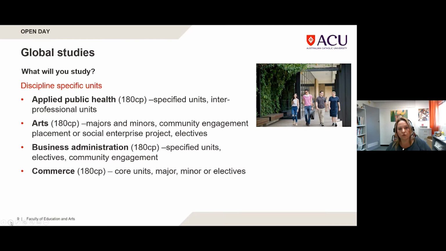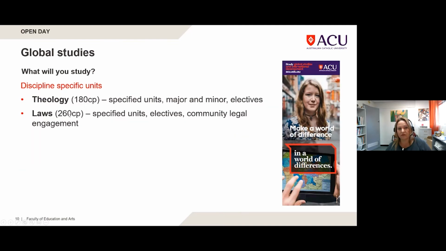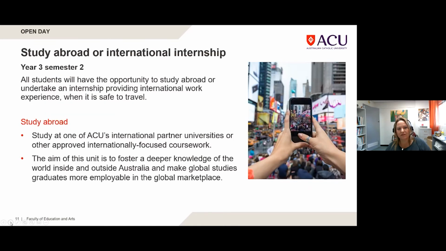For laws, however, as I said, it is a longer degree because you've got 260 credit points that you need to complete in the Bachelor of Laws. So it translates to the equivalent of 26 units, which includes specified law units, law electives, and your community pro bono legal engagement and placements. You get experience doing law in the field. So that's part of it. That's why the Global Studies dual degree as a full-time degree will take you 4 years, or 5 years if you're doing laws, or you can elect to do it part-time.